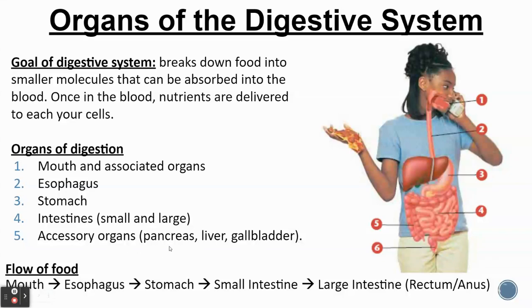I know these organs here weren't mentioned. The food doesn't go in these organs. That's why they're called accessories. It doesn't directly touch food, but it does help in other ways by sending, let's just say, care packages and other helpful tools to the organs that actually touch your food. And we'll see that in more detail as well.